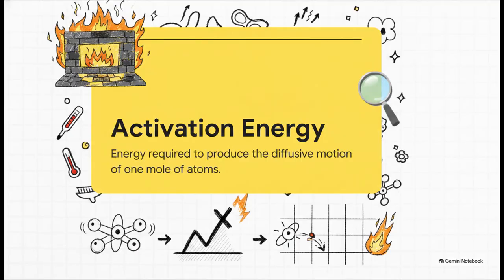Why does heat matter so much? Because of something called activation energy. This is the critical energy barrier required to produce the diffusive motion of atoms. Remember back in section 2 when we said an atom needs sufficient vibrational energy to break its bonds? Well, this is the math behind that rule. Every single material has an activation energy threshold. Heat provides the thermal energy necessary to vibrate those atoms violently enough to shatter their current bonds and jump into the next lattice site. High activation energy means you need an incredibly hot furnace to get anything moving.